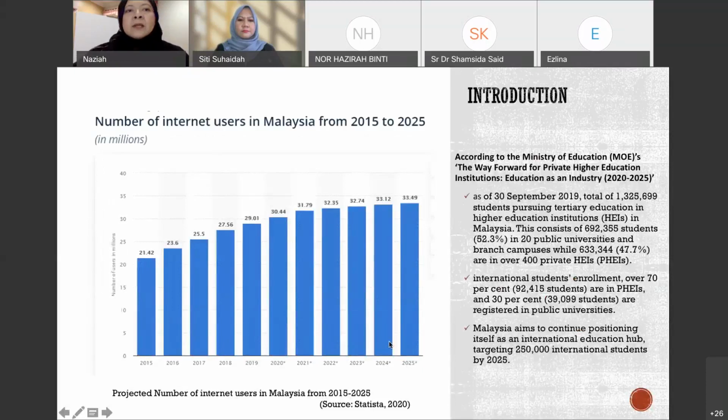This is the number of internet users in Malaysia from 2015 to 2025. It is projected to increase every year. For 2020, it escalated almost 30% to 30.44 million users in Malaysia.